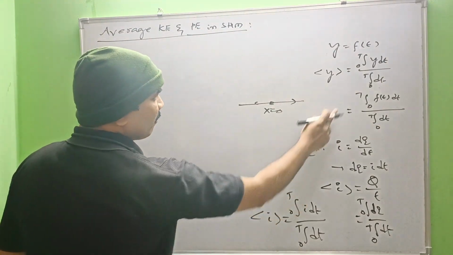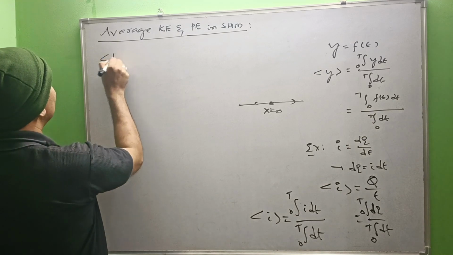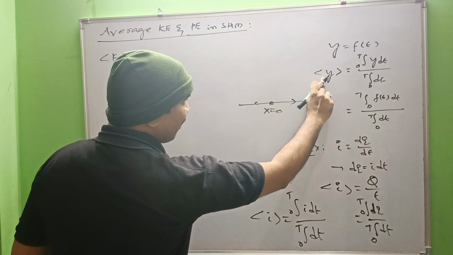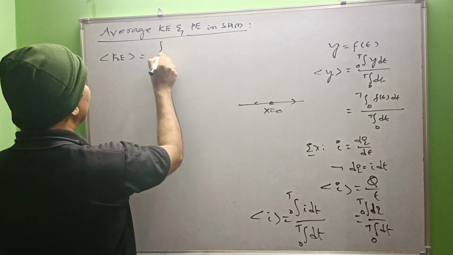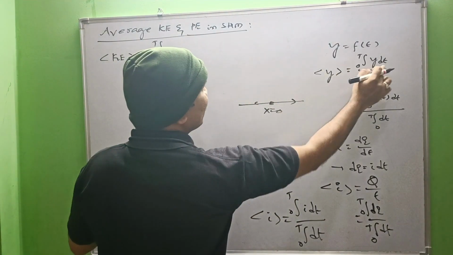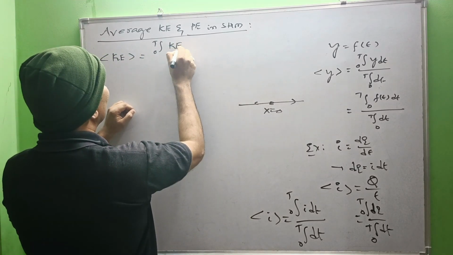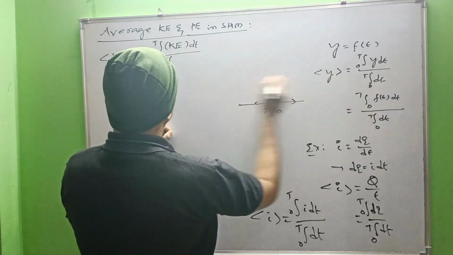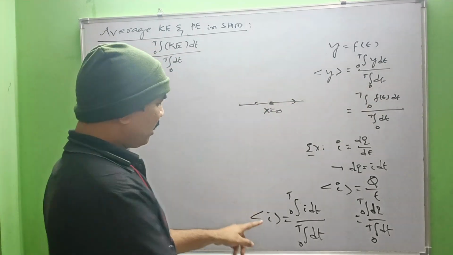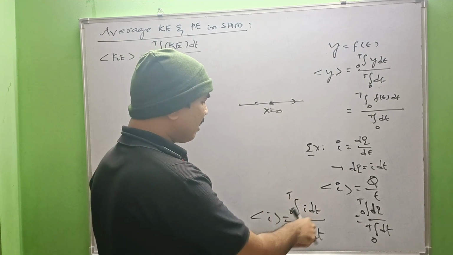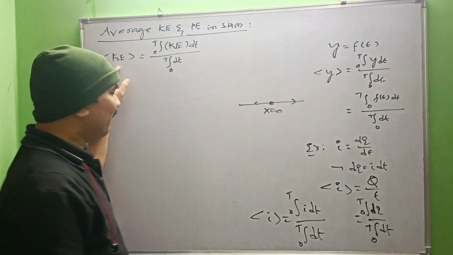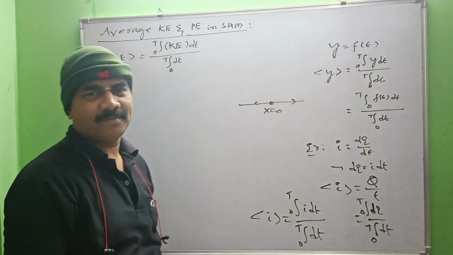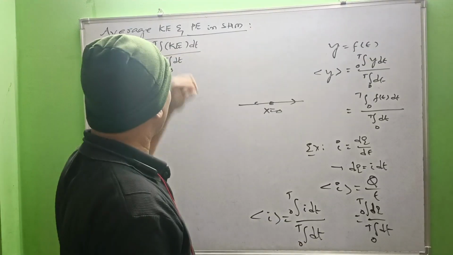Average kinetic energy equal to integral 0 to T of y dt, where y means kinetic energy again. Kinetic energy into dt divided by integral 0 to T dt. Alright? See here also, average current I equal to integral 0 to T I dt by integral 0 to T dt. In the same way, average kinetic energy equal to integral 0 to T KE dt by integral 0 to T dt. Right?